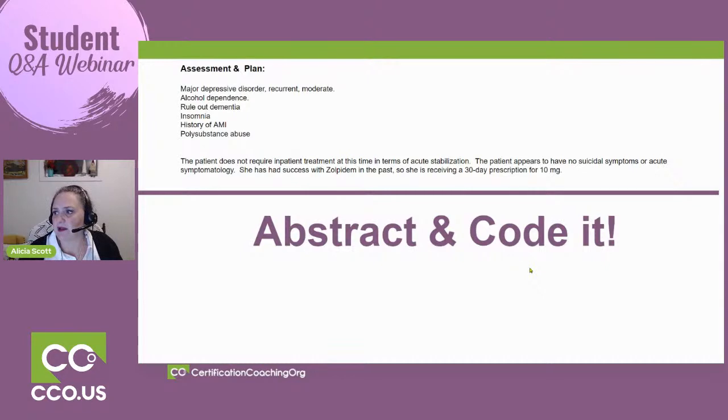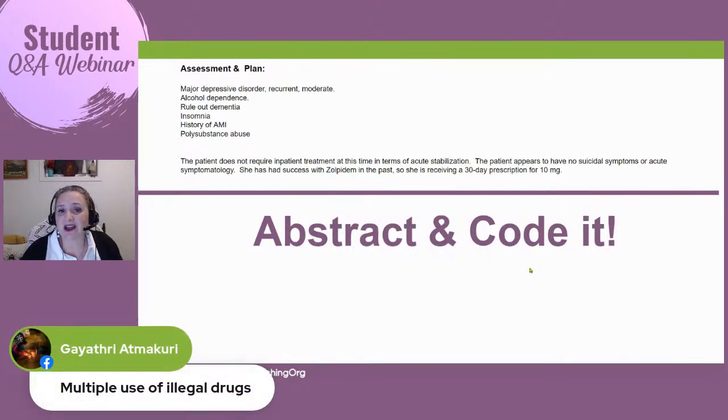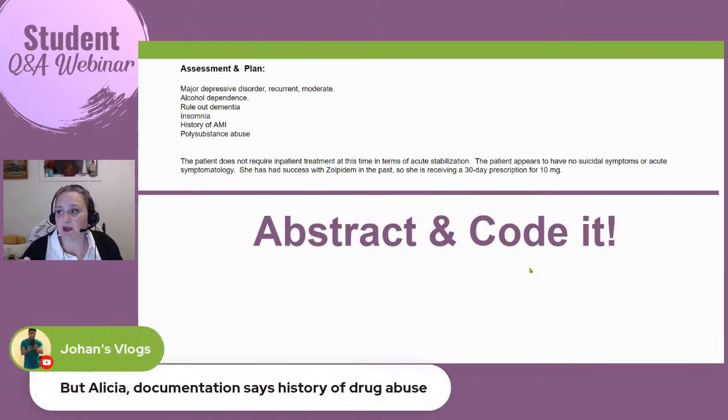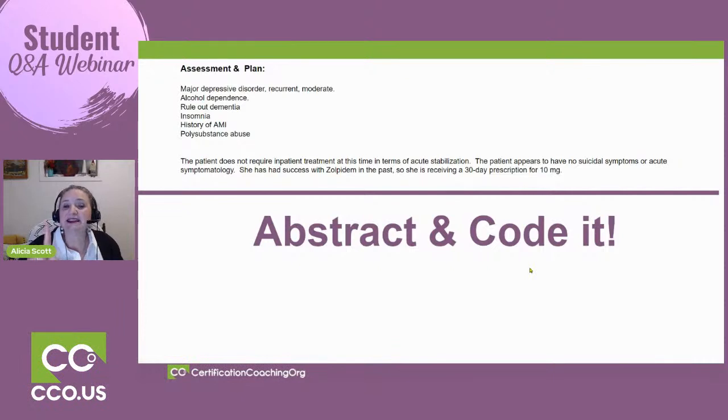Now, I may say your name wrong. Gaithry, multiple use of illegal drugs. It could be, but it doesn't have to be illegal because cigarettes are not illegal, right? So, again, alcohol's not illegal, but it's considered a substance. And now Johan just brought up a point that says, but documentation says history of drug use, right? But what are the substances? It's a history of opioid abuse, but she's still taking alcohol, which is, I think, F10, and cigarettes, I think that's F17. I can't remember off the top of my head, right?